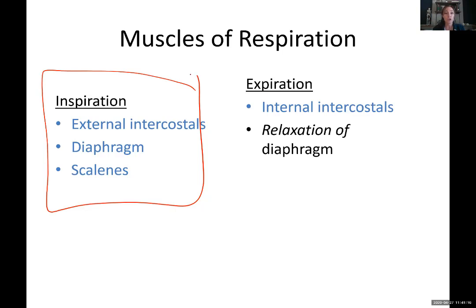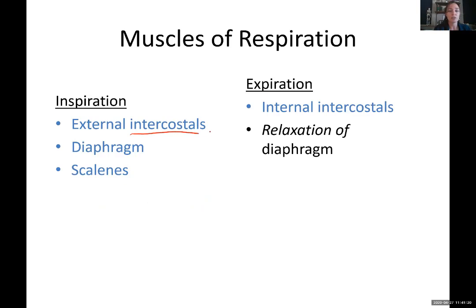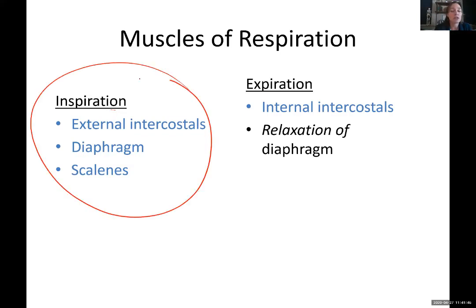No, you use your external intercostals. Intercostal means between the ribs, but we have external ones. Notice we have internals over here, but we're not dealing with those yet. The ones on the outside pick your ribs up and out. Those are the external intercostals, and they help make your chest wall bigger. The diaphragm drops down, helping make your thoracic cavity bigger. The scalenes are going to help lift up your uppermost ribs. That's going to help you breathe in because it's helping to enlarge your thoracic cavity.